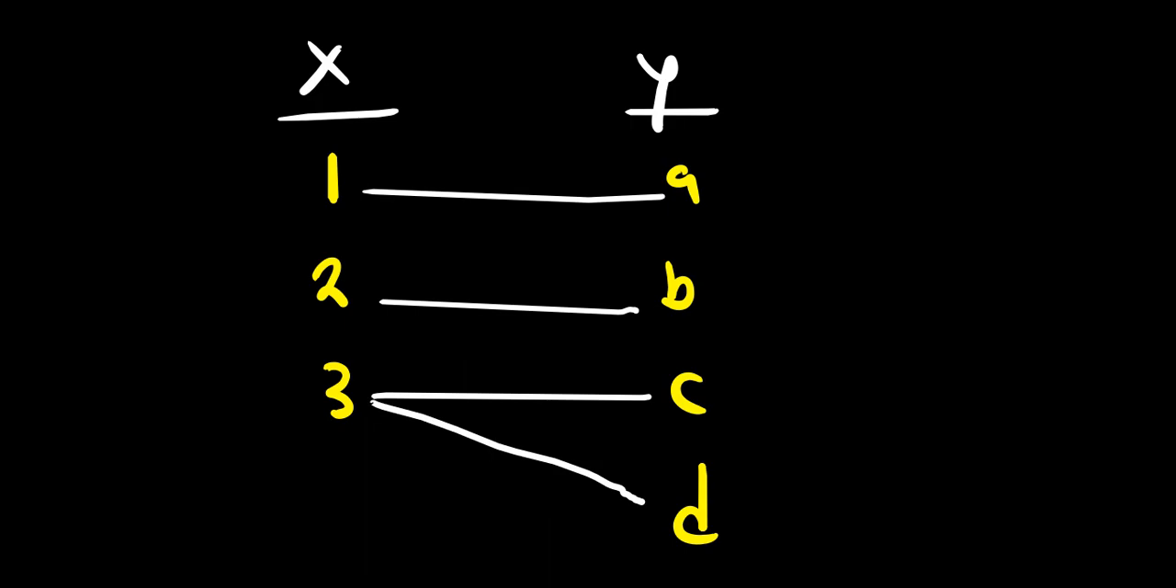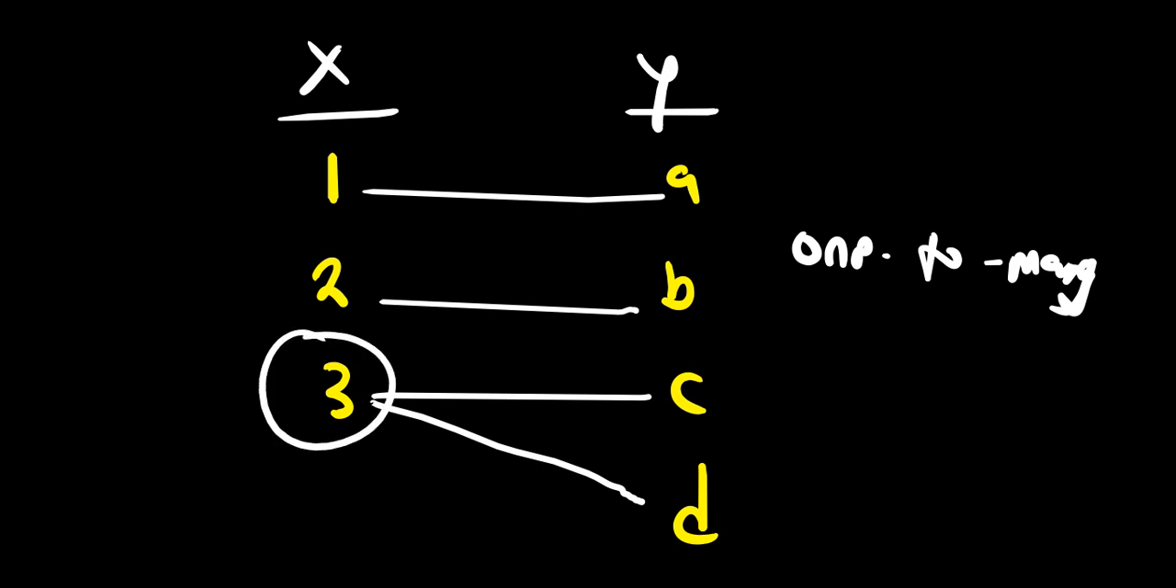Okay, now this kind of a relation is called a one to many. Okay, so you're able to see that one input value is giving you 2 output values. So this is called the one to many. Now I must make mention that this is not a function.